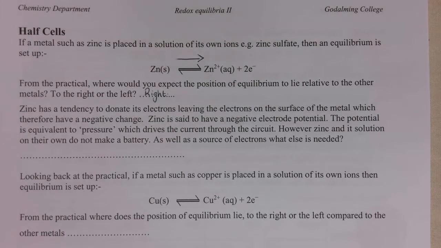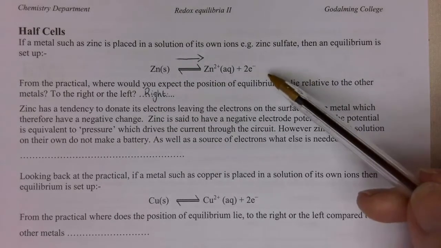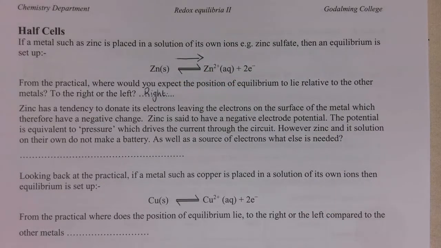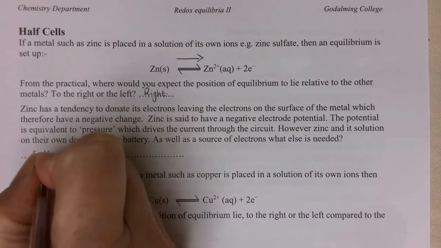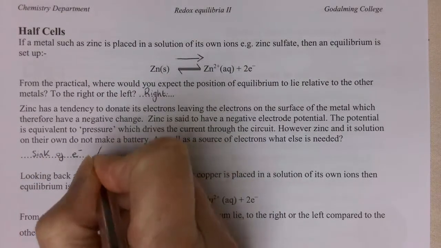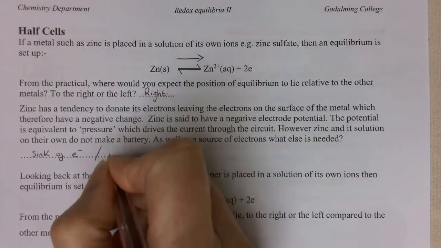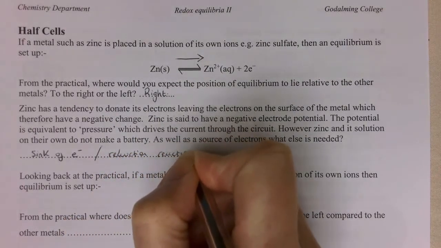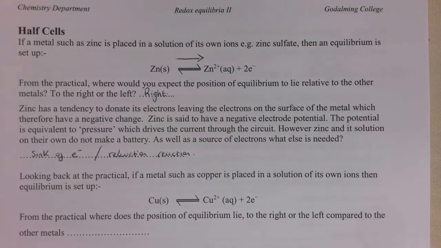Now, this is redox, and you should remember right back from lower sixth, you can't have an oxidation reaction on its own. You also need a reduction reaction. So batteries are exactly the same. Zinc on its own is not going to make a battery. This is a good source of electrons, but I also need a sink of electrons. So as well as a source, I need a sink of electrons. In other words, if this is my oxidation reaction, I need a reduction reaction to act as my sink of electrons.